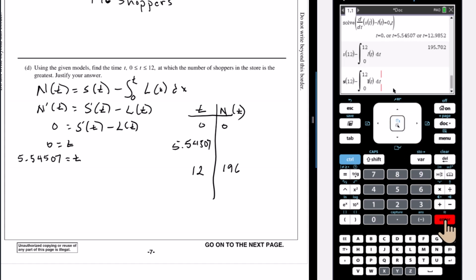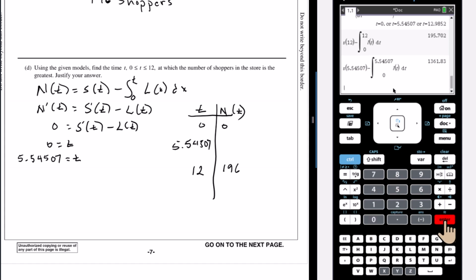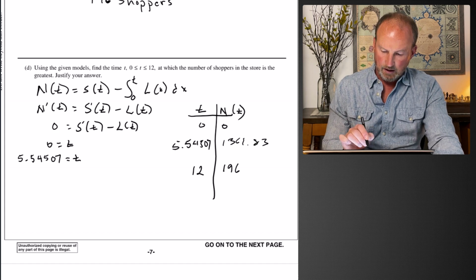So I want to redo that one, but I want this to be at 5.545. So I'm going to jump up here. No, I'm just going to type it. I could go up and grab it, but I think it's easier just to type this one. You want to make sure you have enough accuracy. 6, 7, 8 decimal places is fine. And this one is easy to type in instead of going up and trying to grab that. But if I had a big long mess, I'd want to go up and try to grab that. And this is 1,361.83.